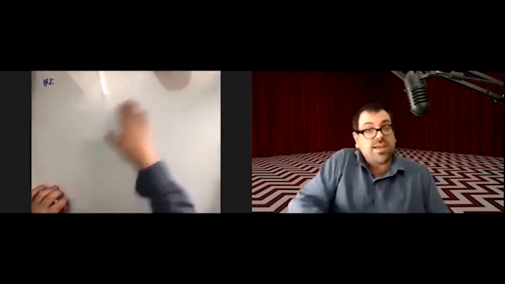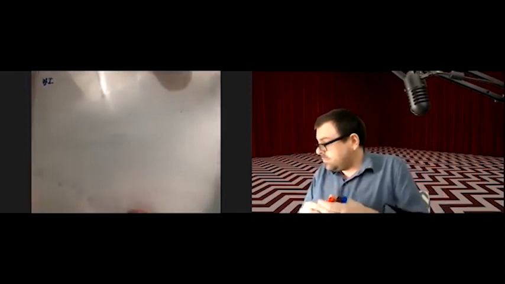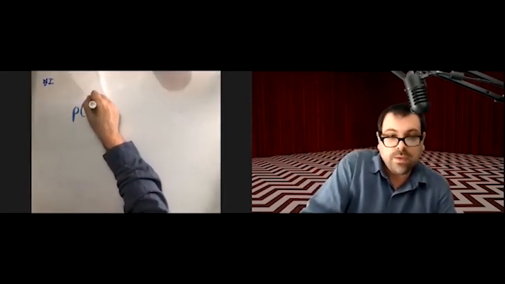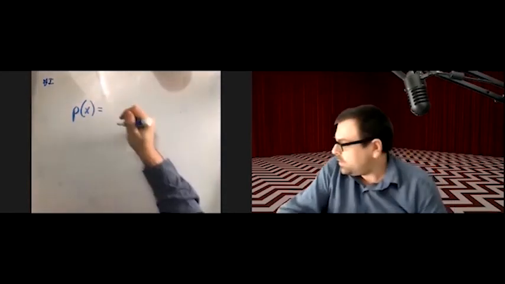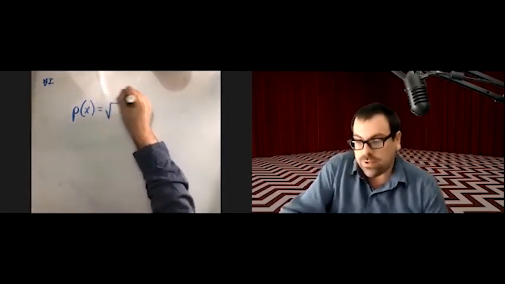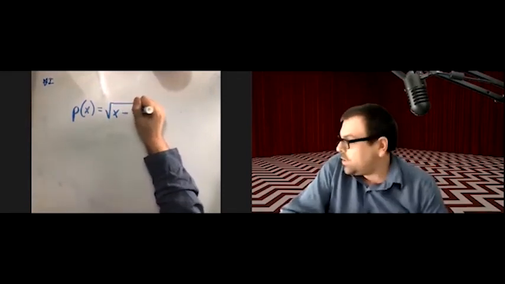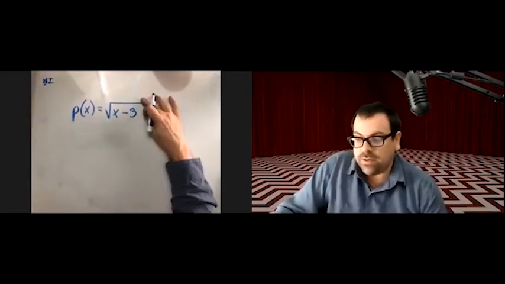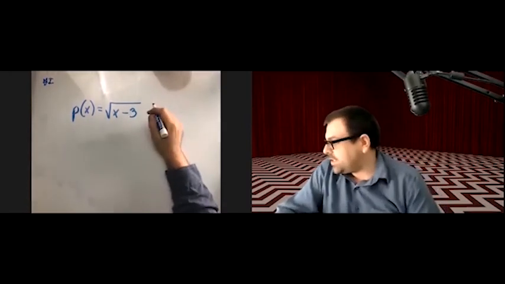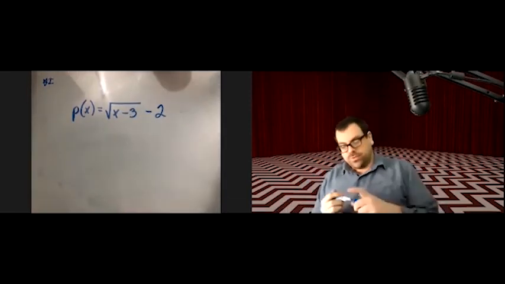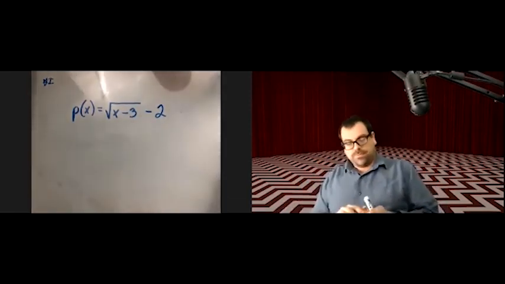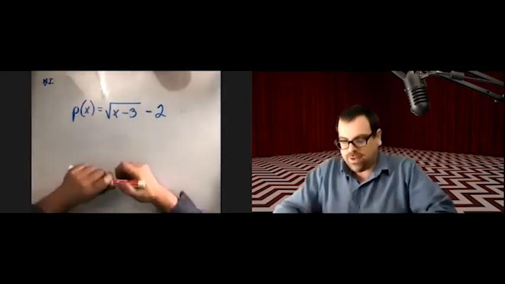What if we want to do both at the same time? We can do that. Let's say we have p of x equals the square root of x minus 3, where the x minus 3 is under the radical, and then minus 2, where the minus 2 is outside of the radical.